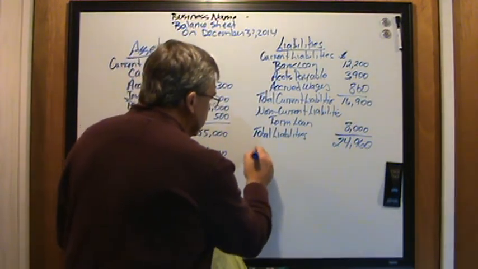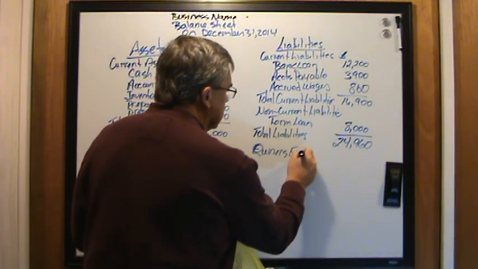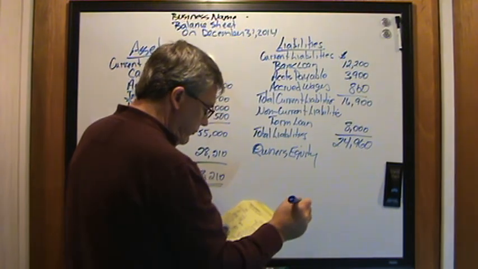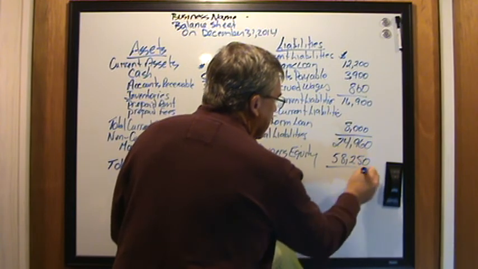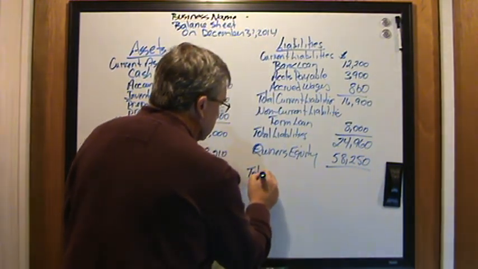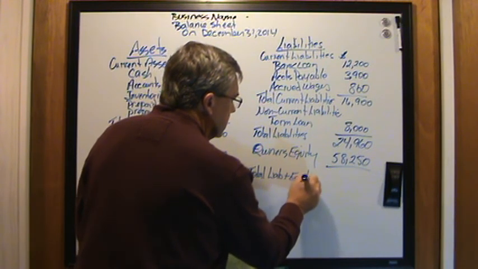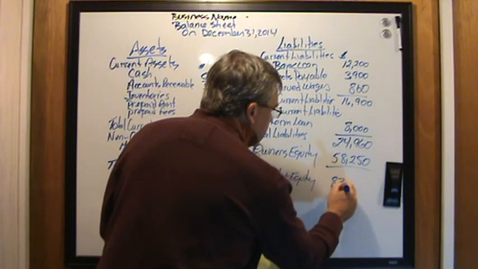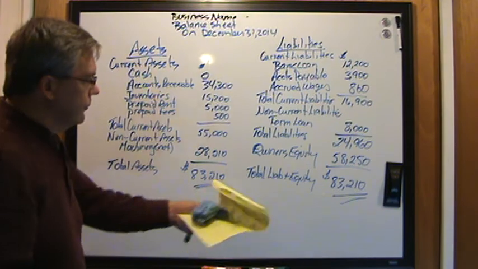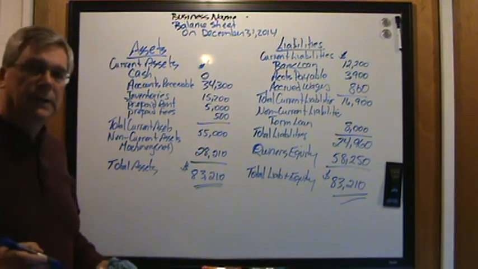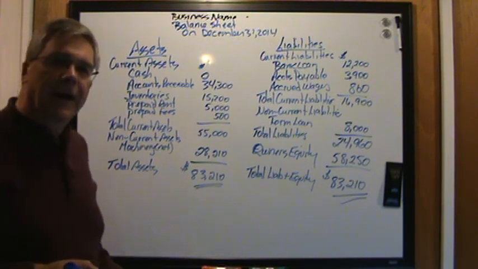Add to that equity, owner's equity of 58,250 that we just calculated, and that gives us a total liabilities plus equity of 83,210. This must equal this if we've done everything right, and I think we have.